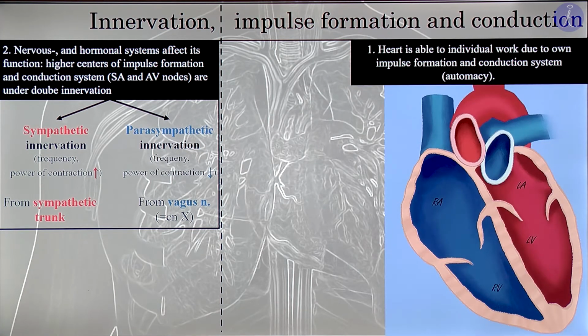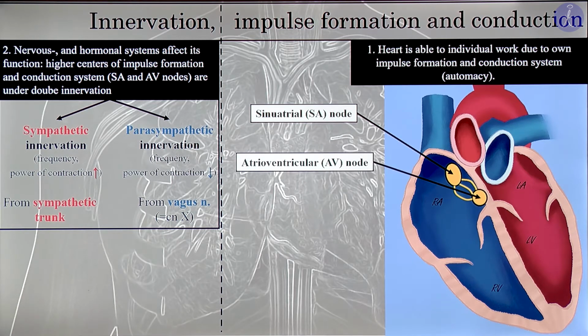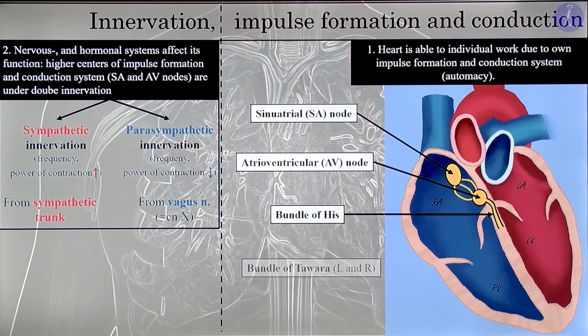And then let's turn back to the impulse formation and conduction system. The highest center of that is the sinuatrial, or just simply abbreviated to SA node. This node is located in the wall of the right atrium. From here, the impulse goes to the atrioventricular, that's why called AV node, which is located in the interatrial septum. That's the septum between the atria. From here starts the bundle of His, which runs in the interventricular septum, and from that comes the bundles of Tawara. We have a left and the right.